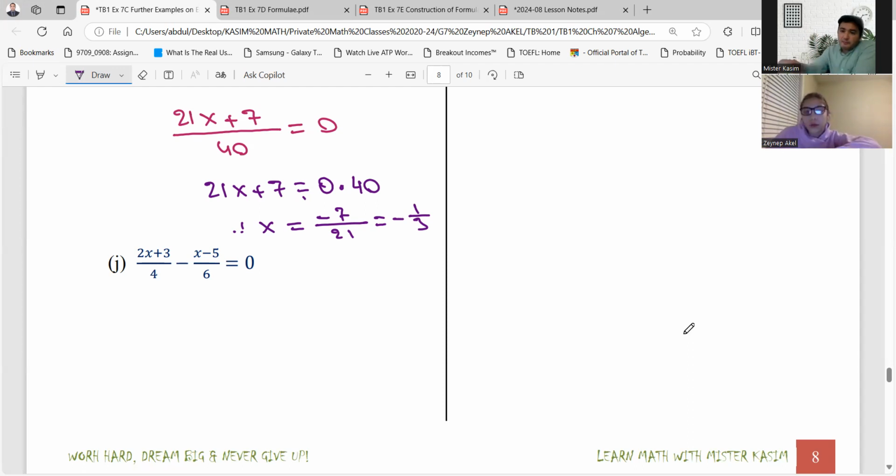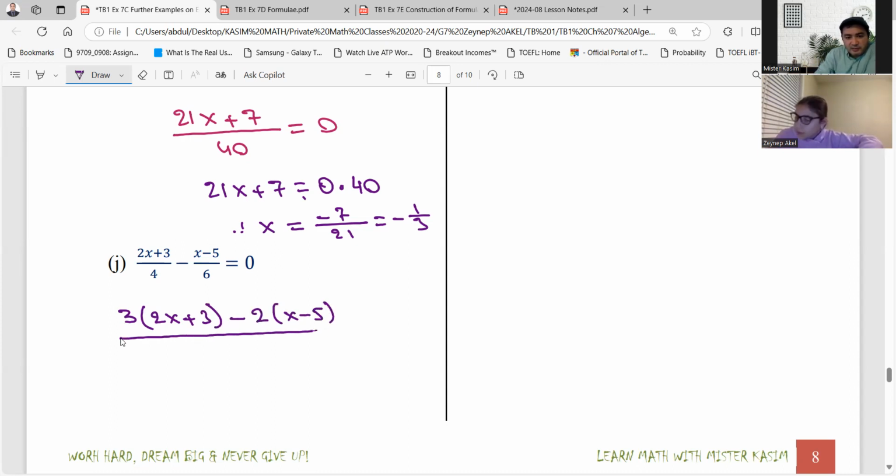Or, Zainab, if you want, you can also do it without parentheses. Okay, I think that way is much better. You multiply by 3, I write here 3 times 2x plus 3, right? And minus, we multiply 2 by 2x minus 5, and the denominator will be 12. On the right-hand side, we have 0. And now solve it. But when it is minus, be careful. You are multiplying each term inside the parentheses by -2, right?